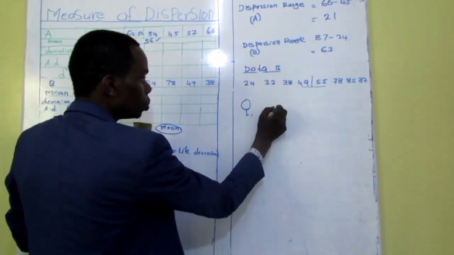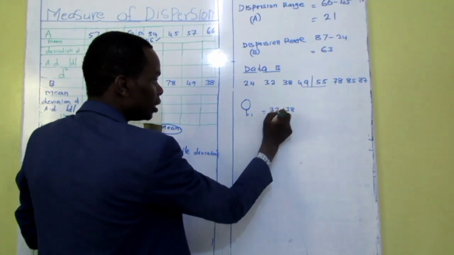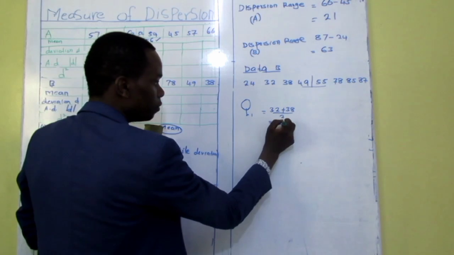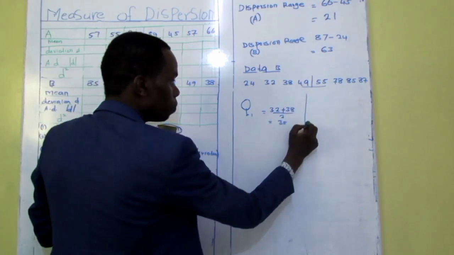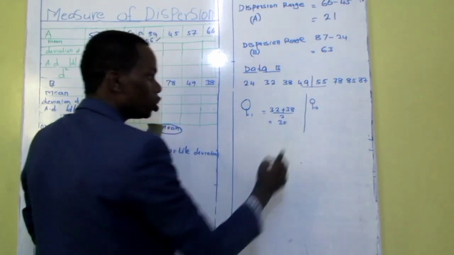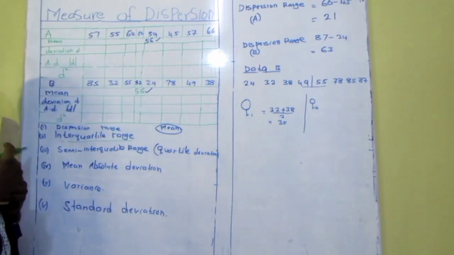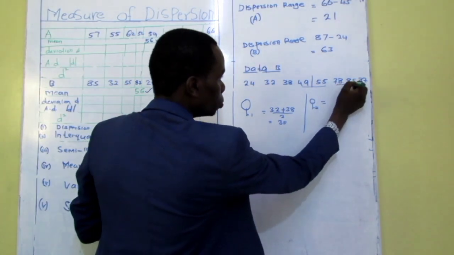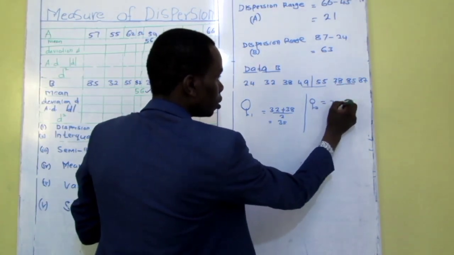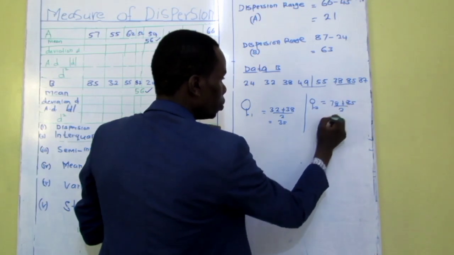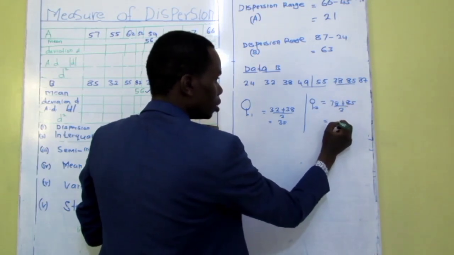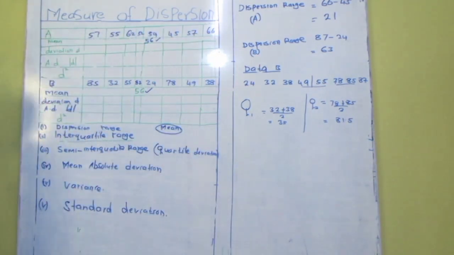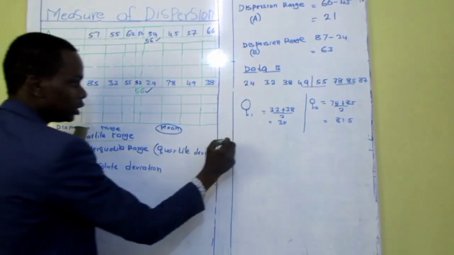This is 32 plus 38. Then we divide by 2. So what's the answer? 35. Now, we want to find also Q3. Q3 is the median of the second half. So what is the median here? So we're going to average these two. So what do you get? 81.5.